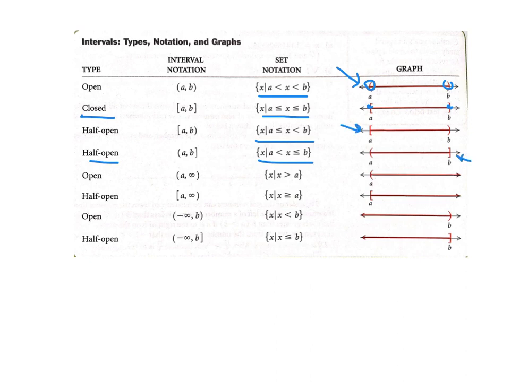Open, if just one number, it goes all the way to infinity. This one does not include the a, but it goes forever to the right, which means it's going all the way to infinity to the right.